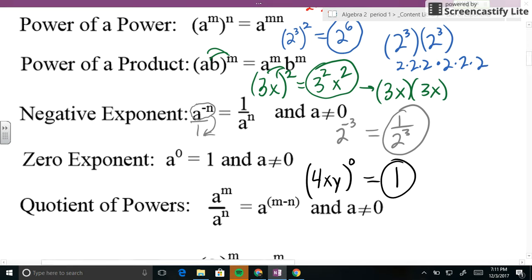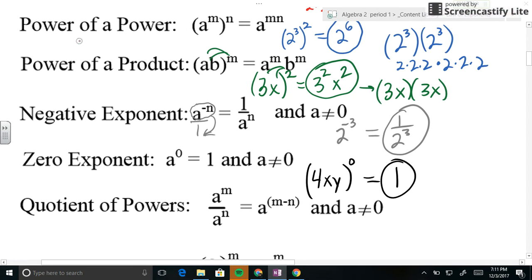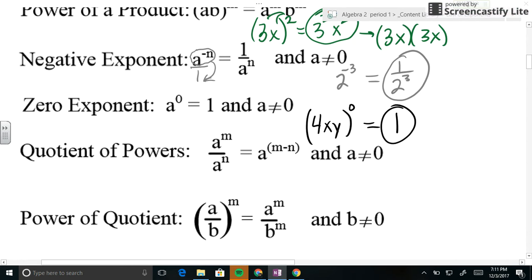And the next one, the quotient of powers, tells us if we're dividing powers, we just subtract the exponents. So if I had 2 to the 5th over 2 to the 3rd, I would subtract the exponents, 2 to the 5 minus 3, and 2 to the 5 minus 3 is 2 squared. And that would be how I would get the answer.